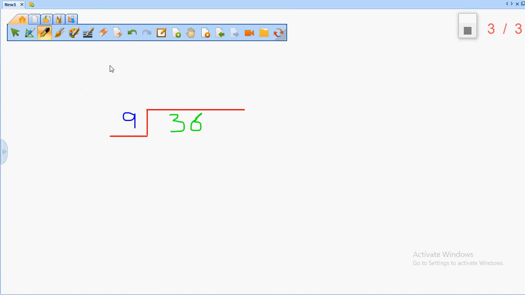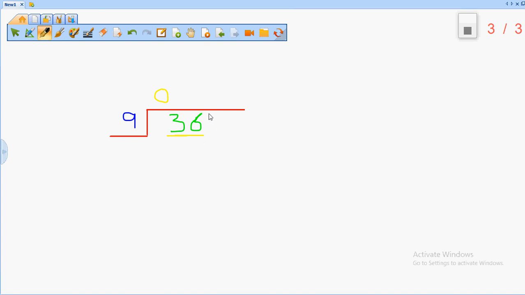So I want to check, first of all, if I can divide 3 by 9, or if 3 is divisible by 9 or not. Because here the dividend is smaller than the divisor, so we can't divide. So I can put 0 here, up, and I will take help from the next digit. So it becomes 36.